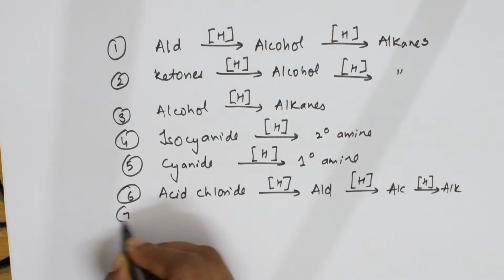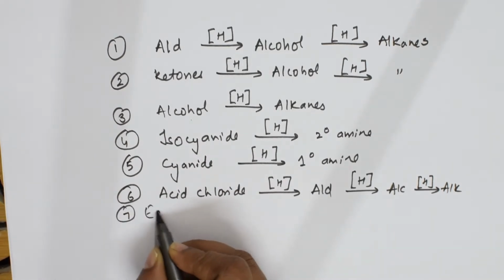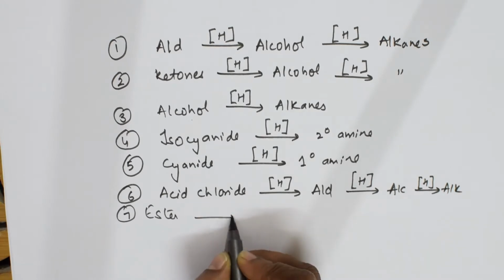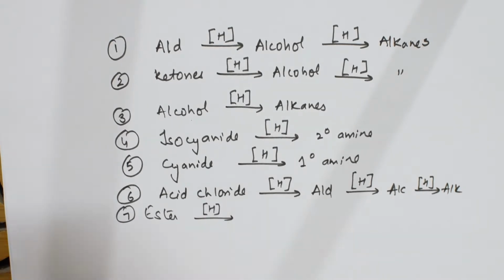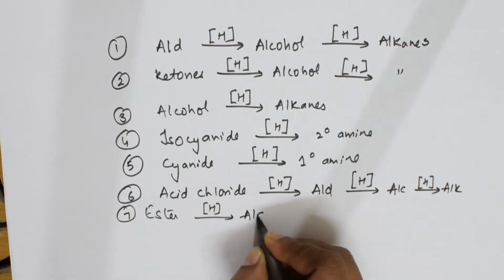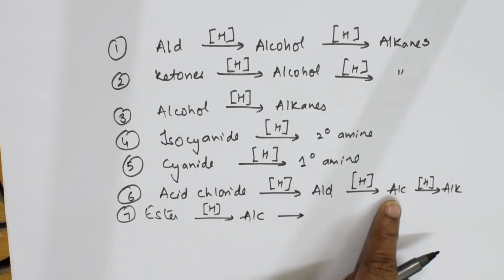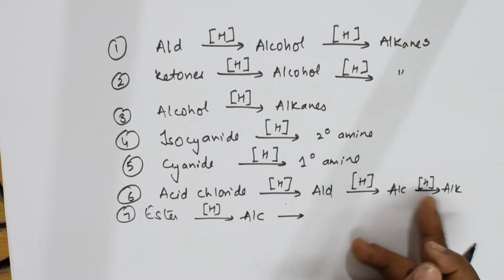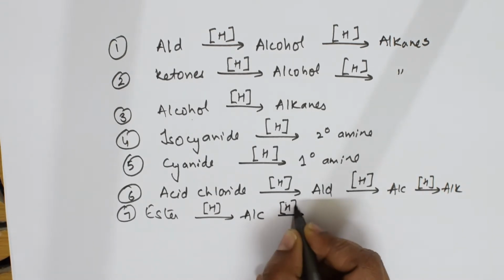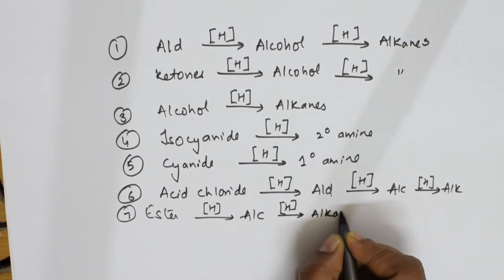Now, next thing. What is the next thing? Ester. Suppose an ester is given to me, and I do the reduction process using a reducing agent. What product will I get? I'll be getting alcohols. Now again, we very well know alcohols on reduction always give you alkenes. I am again stopping at alkenes.